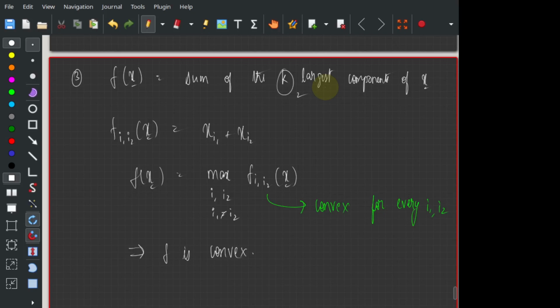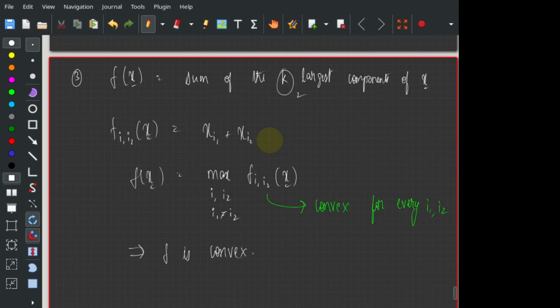This problem is not related to the second largest not being convex, but are they related? In a way, it is related because remember, we could express the sum of the two largest components as the sum of the first largest component plus the second largest component, right? But we know the second largest component is not a convex function, right? But the sum of the two largest components is a convex function. Right? But how we are using these properties also matters.